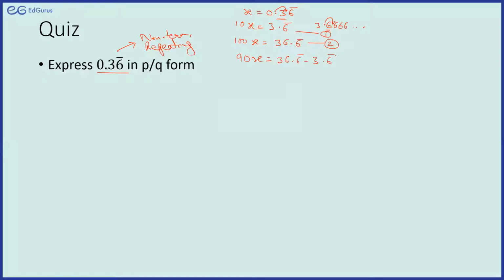Okay. So my 0.6 bar will cancel. So now I have x is equal to 33 divided by 90. Now I cancel out top and bottom. So I get 11 by 30. Okay? That is the answer.